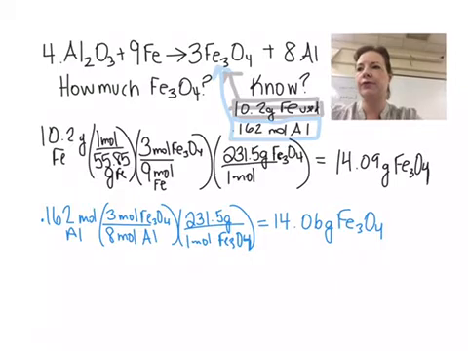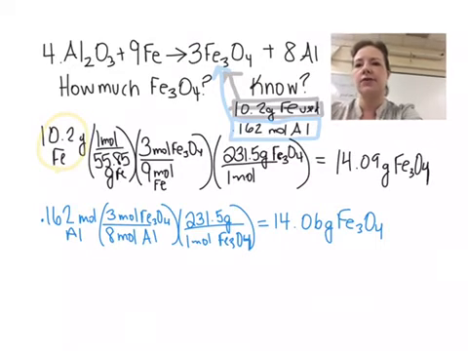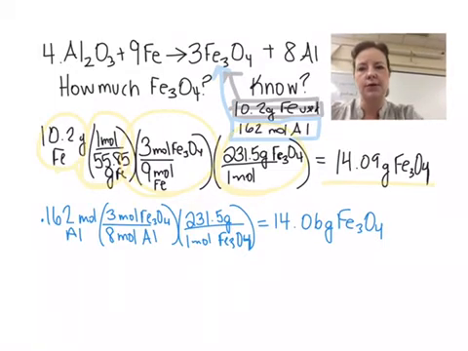In black, I go from my grams of iron that I've got here, and I first convert that to moles, which is that step there. I then use my mole to mole ratio, right here. I then use the molar mass of iron oxide, which is 231.5, and that tells me that I've got 14.09 grams of iron oxide that gets produced. Now, depending on your rounding, it might be a little bit off, but it should be close to 14.0 something, almost 14.1.